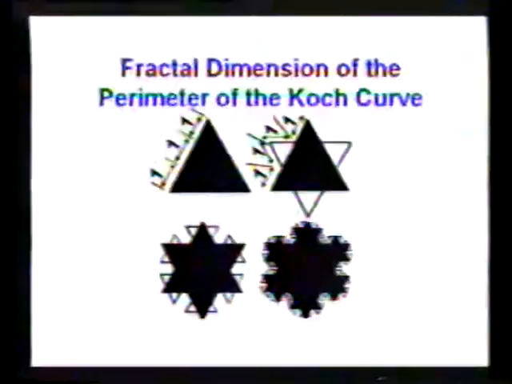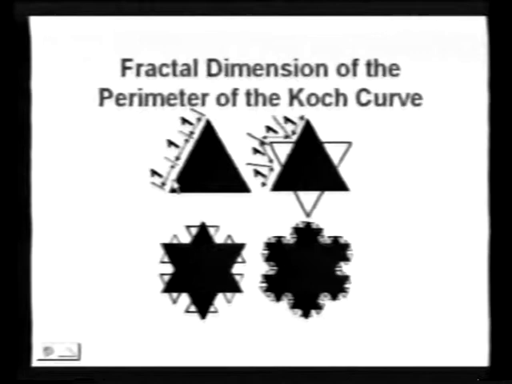Okay. First, what we're going to do is look at examples of the fractal dimension and see how to compute it, because it's the measure of the information in the system. And this shows an example of the Koch curve from Helga von Koch, who I think was Austrian, but I'm not sure.